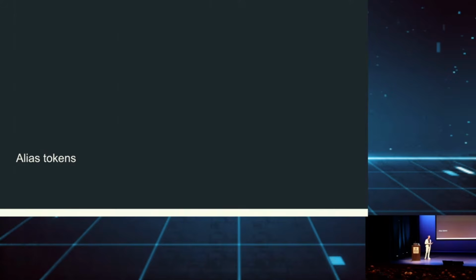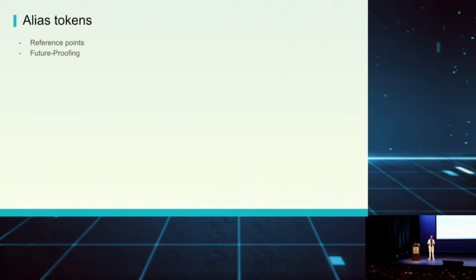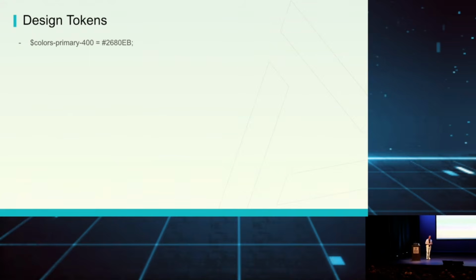And design tokens go hand in hand with alias tokens. And those are just reference points. We have one variable and we reference another alias in another variable. And I can show you a little bit by this example. I'm using SCSS variables here. So when you have the primary 400 color, it's a little abstract, but it relates to a hex value.